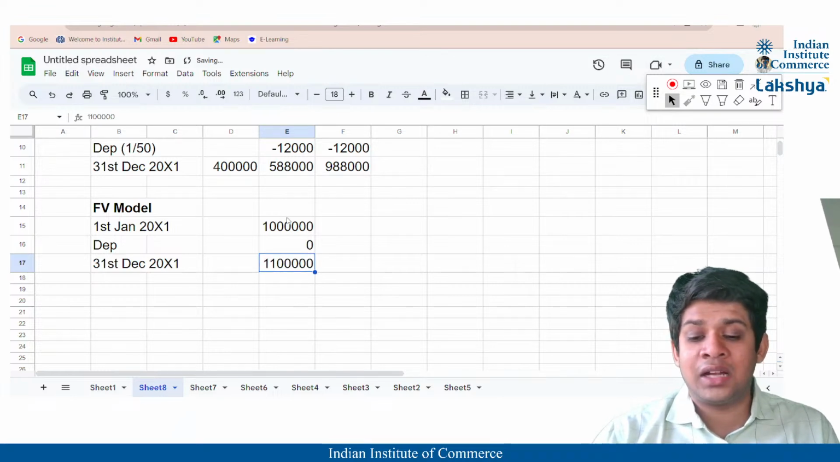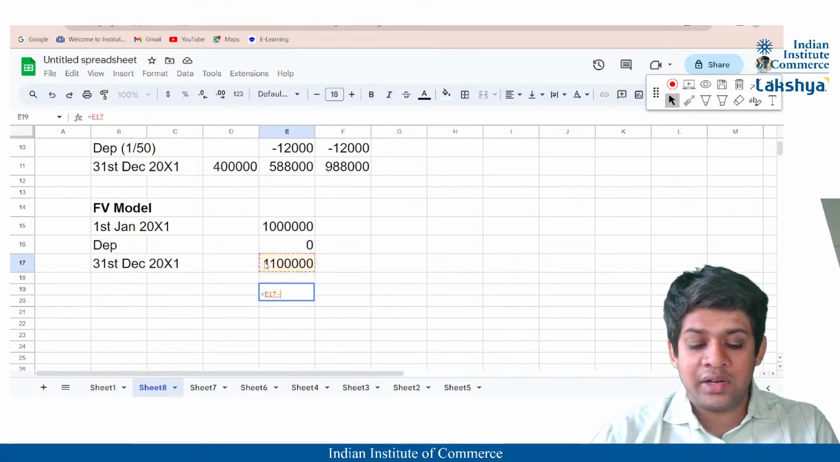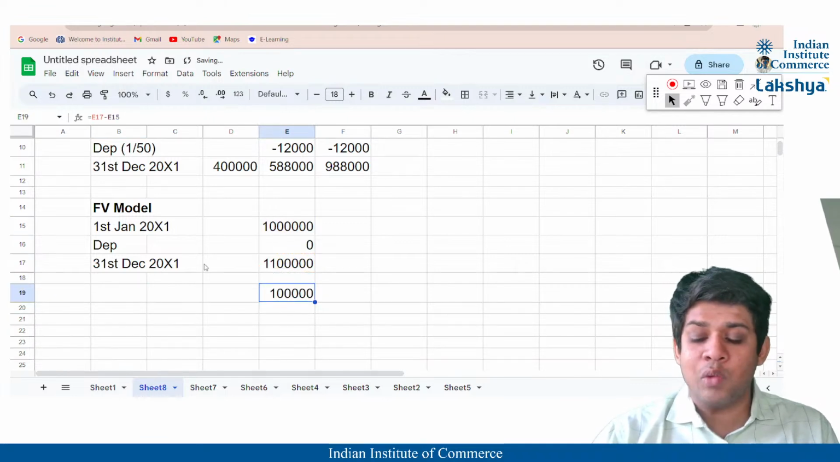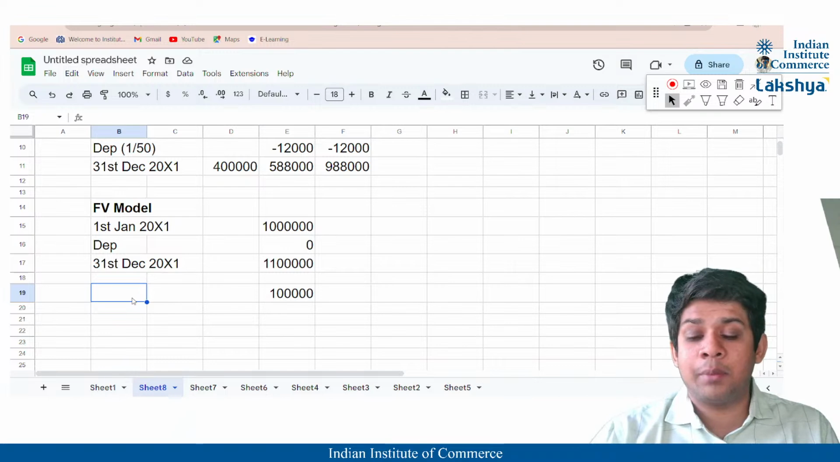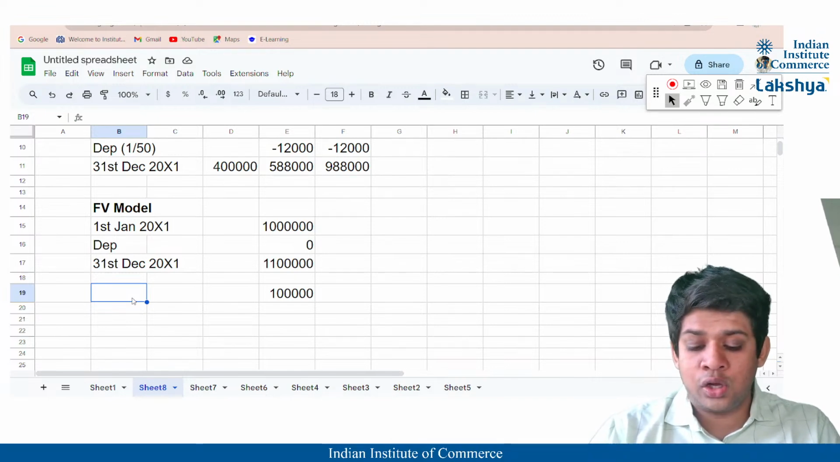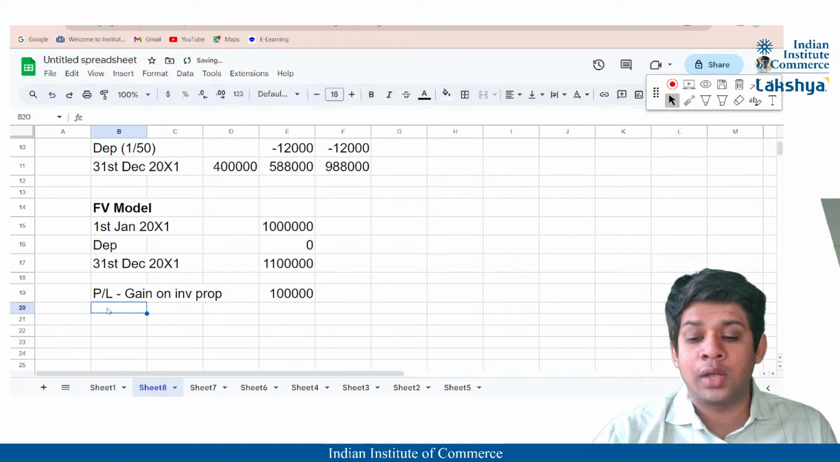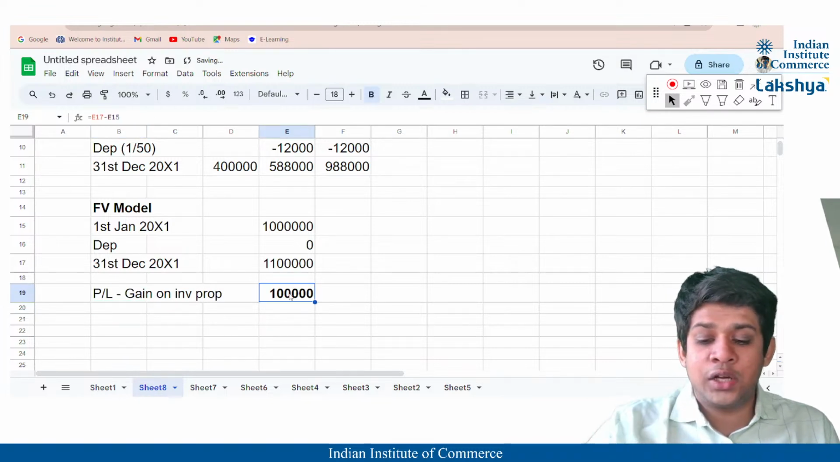That means there is a fair value change, there is a fair value increase, correct? And the fair value increase is nothing but 11 lakh minus 1 million, that is 1 lakh, correct? Or you can say 0.1 million. This is the fair value change, this is the fair value increase. And always remember, whenever there is a fair value gain or loss for an investment property under the fair value model, it will always be taken to your P&L. So this will be taken to your P&L as a gain on investment property. Okay. So I hope this part is clear to everyone.